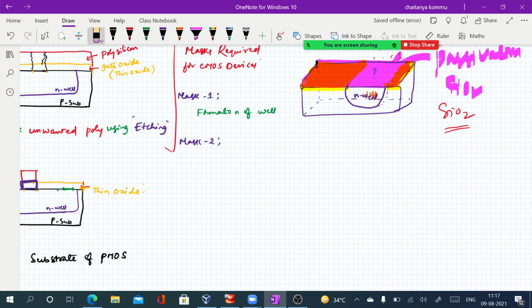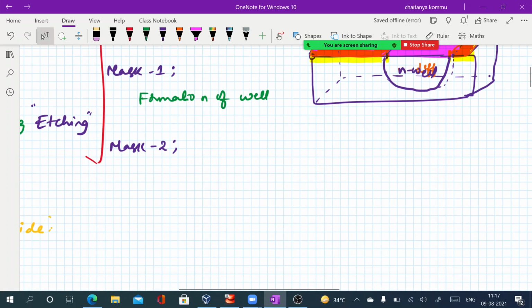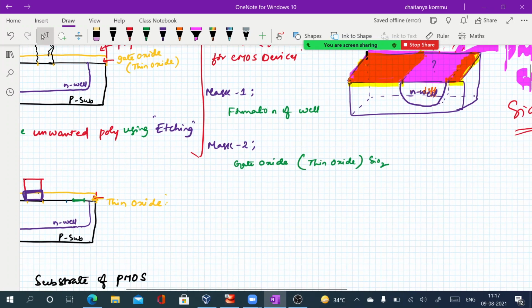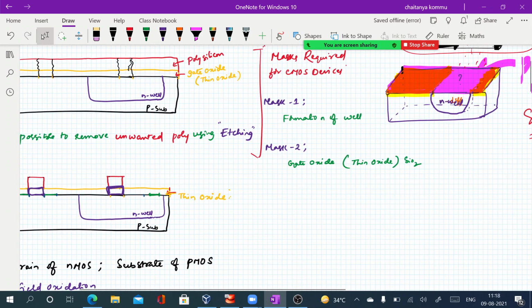So mask number 2 is meant for what? Mask number 2 is meant for the gate oxide. This is also called thin oxide. It is also an SiO2 layer only, but the thickness and purity of the oxide are different from those of the field oxide. So mask number 2 is meant for this particular gate oxide. And the third mask is required, mask number 3.